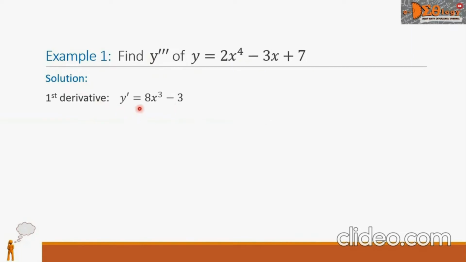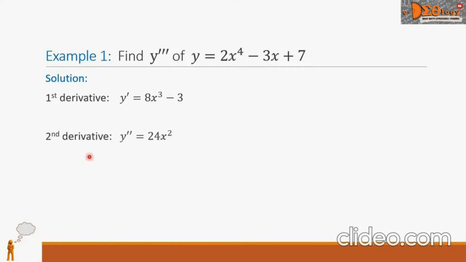So y prime equals this 4 multiplied by 2 becomes 8 multiplied by x with the power 4 minus 1. So we see here power 3. So 8x cubed minus the derivative of 3x, which is 3, so minus 3, plus the derivative of the constant 7, which is 0. So we will not write anymore. Therefore, the first derivative is equal to 8x cubed minus 3.